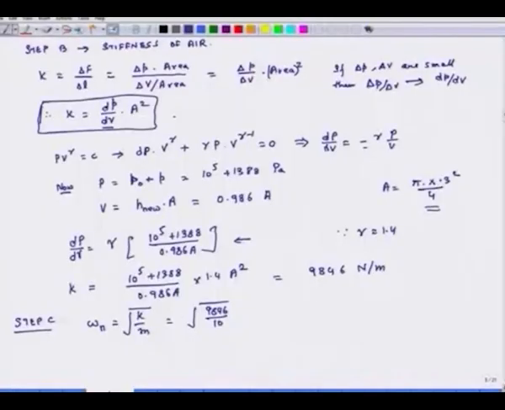So, stiffness is 9846 coming from air, mass is 10 coming from piston, and this comes to be 31.5 radians per second, and then frequency, natural frequency is equal to 31.5 over 2 pi equals 5.01 hertz.